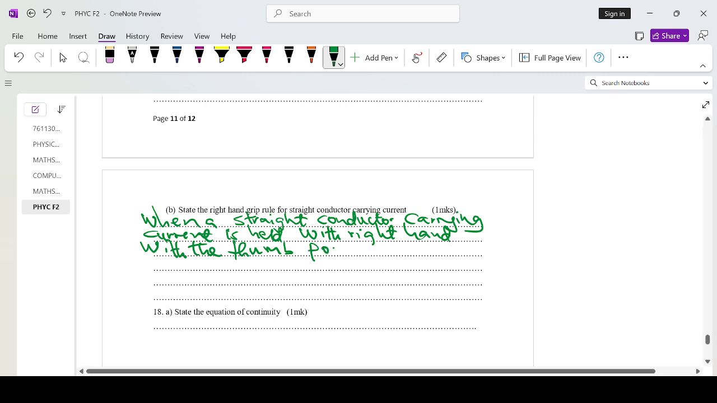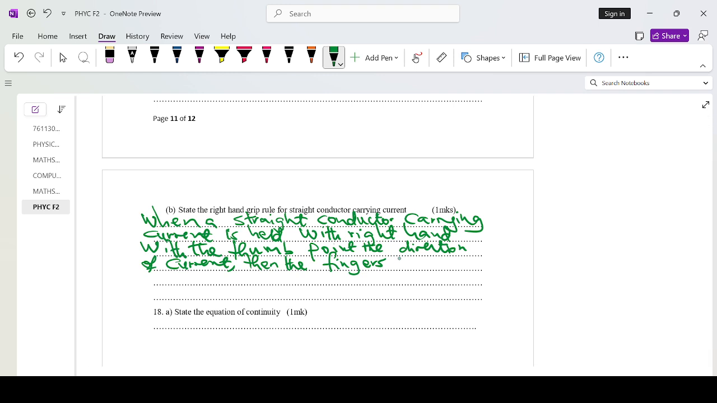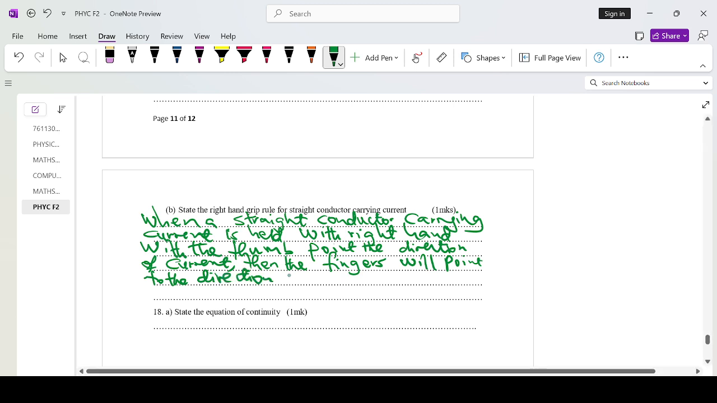the thumb pointing the direction of current, then the fingers will point the direction of magnetic fields.